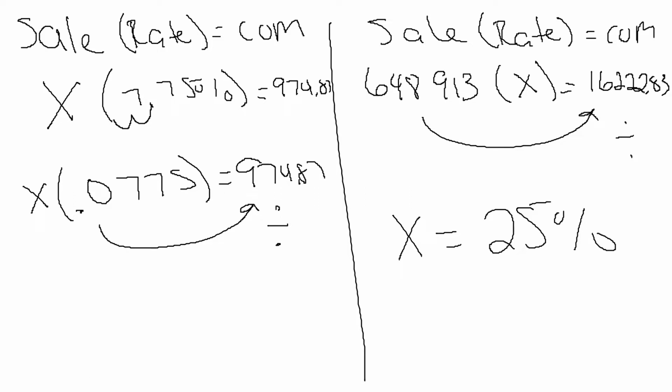Okay, on number 9, I'm going to divide 974.87 by 0.0775, and I get 12578.967. And it wants you to round it to the nearest cent, basically, because it's money. So I'm going to round that to 12,578.97. And that's those.